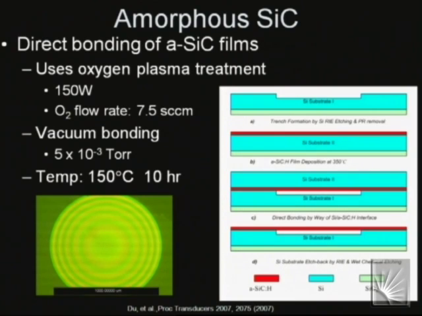We exposed an amorphous silicon carbide surface to a 150 watt oxygen plasma for a modest amount of time, and then we took the two surfaces right after plasma treatment to a vacuum bonder, and we were able to join the surfaces together. At a temperature of only 150 degrees C, we could fuse the two surfaces together and form an intimate contact that not only joined the surfaces together, but formed, at least short-term, a vacuum seal.